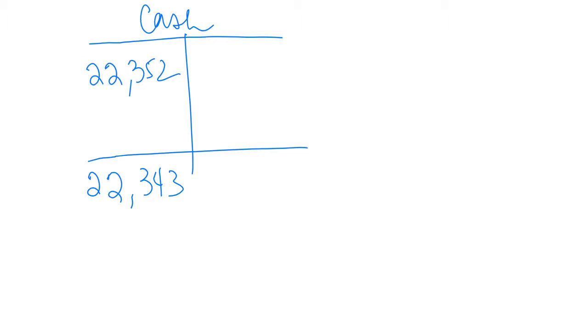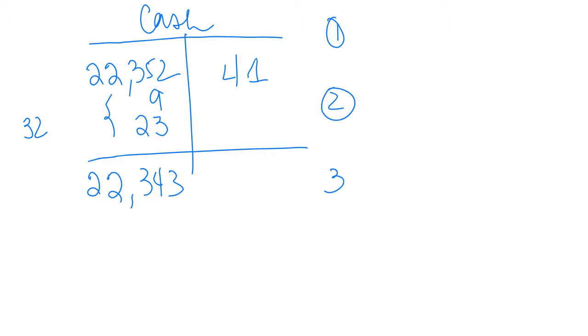Well, there were a couple of things here that we need to add. So we have the $9 increase because of the error. The company has a $23 interest earned increase. So the debits to this account should be $32 in total. And then on the credit side, we should see the bank service charges of $41. So let's look at the journal entries for items 1, 2, and 3.